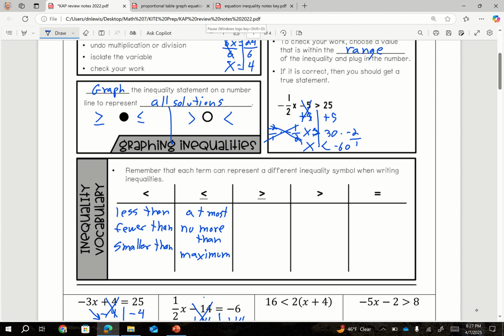Next, we've got greater than or equal to. We could also see is at least, or it could say at minimum. We've got greater than, more than, or larger than. And then for our equal sign, whenever we're reading one of these sentences, is will mean equals, same, or of course, equal.